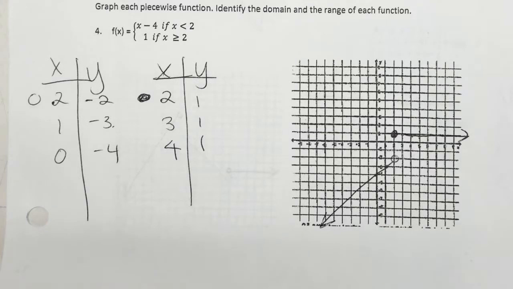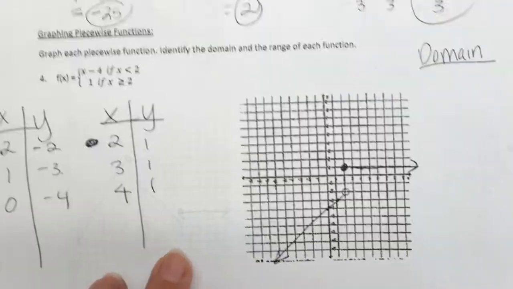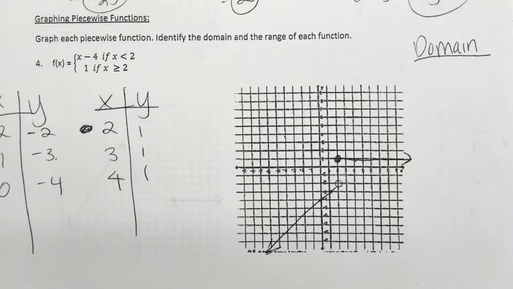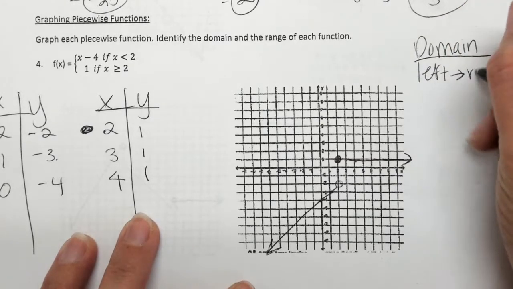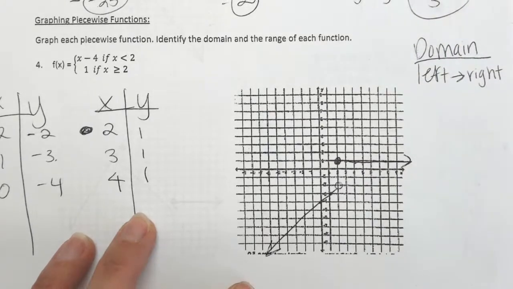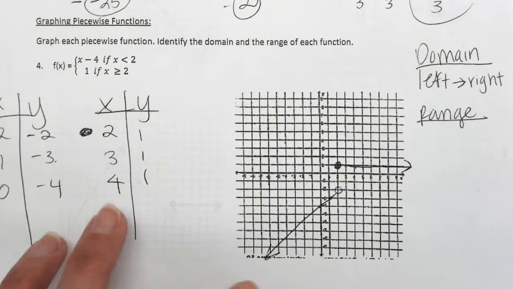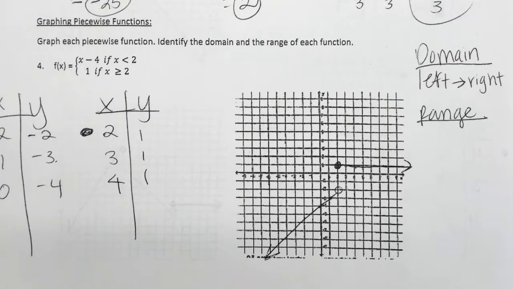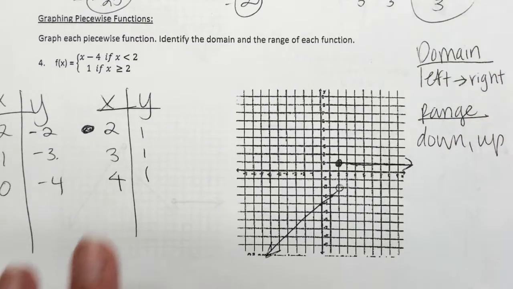Domain is talking about what values? X. Okay? So X values go in which direction? X values. Horizontal. So from left to right, correct? Write that up here. Left to right. And then range is talking about what values? Y. So it's going up and down. I want you to write down first: down, up.